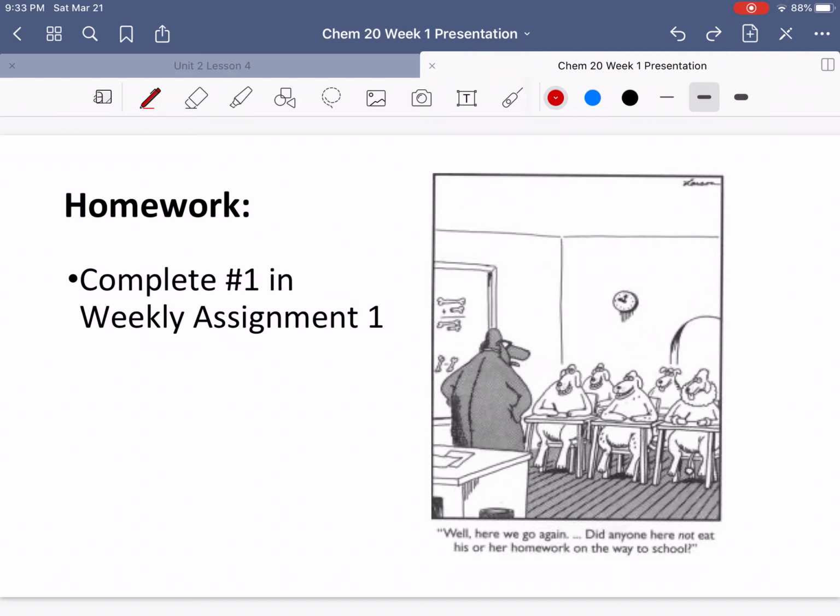This is the second podcast of your very first week of whatever this is called. I don't know. Doing our at-home learning. Anyway, I forgot to show you this page, the last one. You should have, at the end of what we did, completed number 1 in the weekly assignment number 1. Hopefully that was clear from the email sent to you on Tuesday.